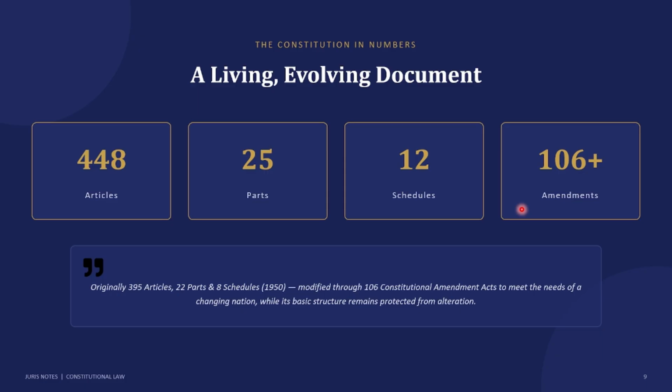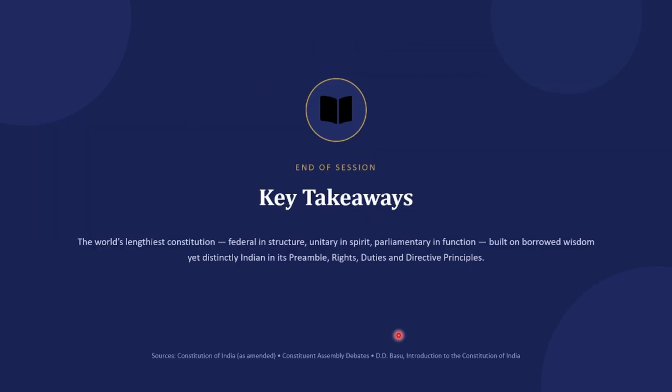So, when we call the Constitution a living and evolving document, this is one of the reasons. It has been amended and adapted over time to respond to changing constitutional, political, and social requirements. But there is an important limitation. The Supreme Court has held through the basic structure doctrine that Parliament's power to amend the Constitution is not unlimited. So, while the Constitution can be amended, its basic structure cannot be destroyed. And that brings us to our final slide. That is the key takeaway.